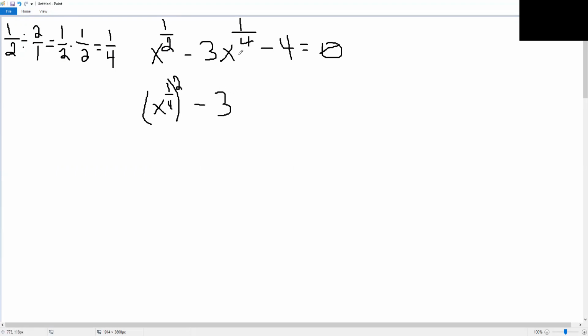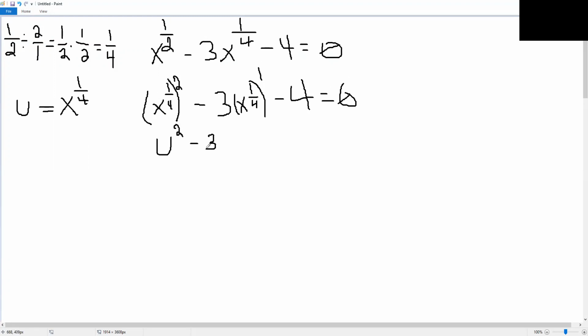minus 3. Now this is already to the 1/4. So let's do this. Let's write x to the 1/4 to the first power minus 4 equals 0. So both of these are x to the 1/4 now. So let's say u equals x to the 1/4. And now we can rewrite this as u squared minus 3u minus 4 equals 0.